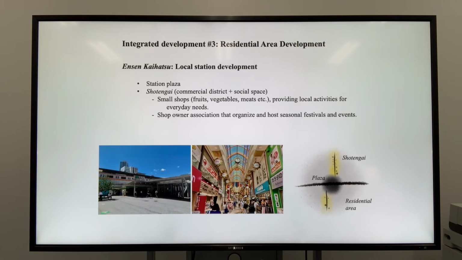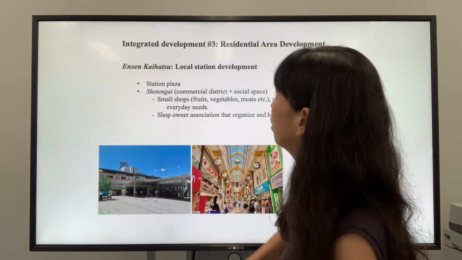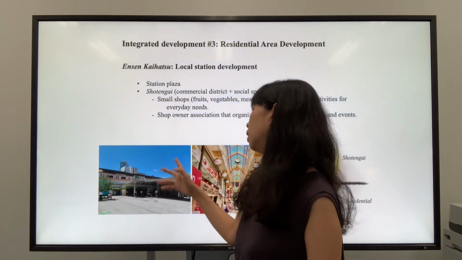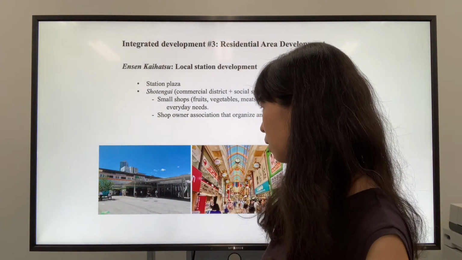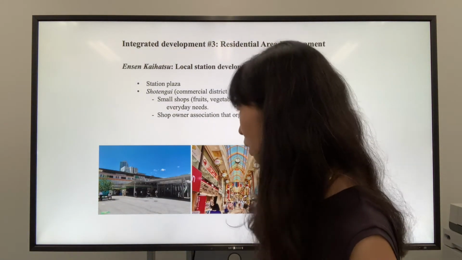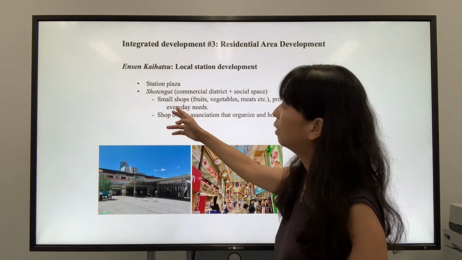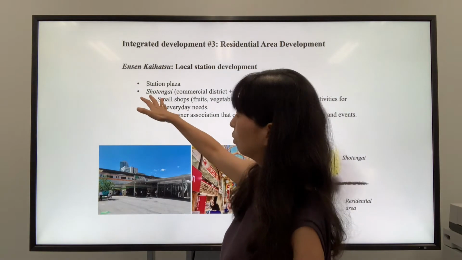The local station development is probably the most important key point about the Ensen Kaihatsu. And typically in this Ensen Kaihatsu, or the development around the local station, contains, first of all, the station plaza that looks something like this. It's not really a huge open space. It's more of a gathering space for people to meet up and to do some small activities, and then another one which is very important that is typically located right next to the station is something called the Shotengai.